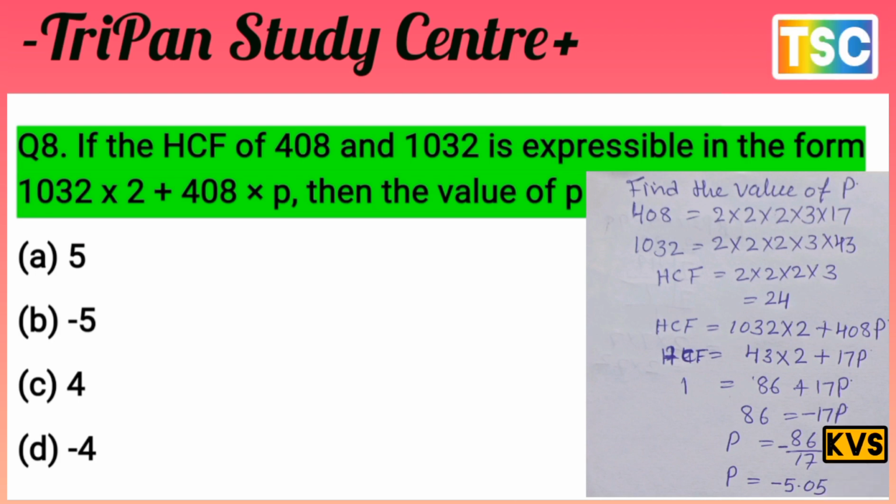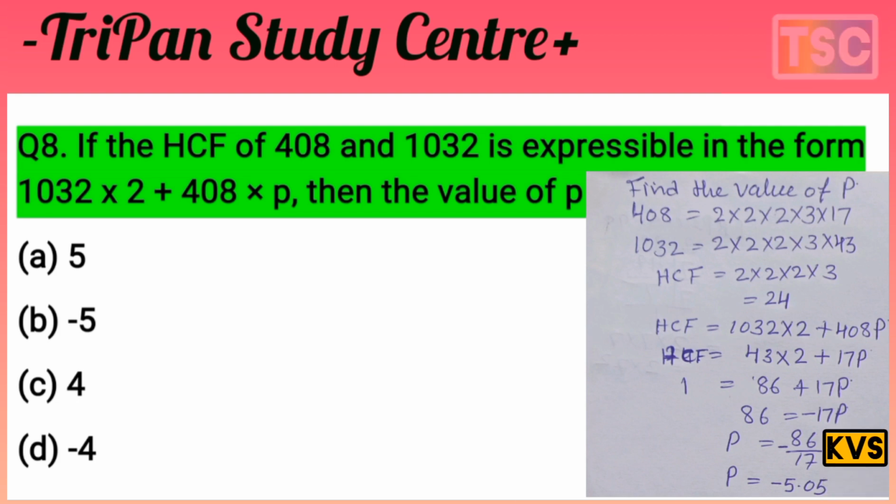That's important. 408p is equal to 86 upon 17. There is a cut for this question. The answer is coming here as minus 5. That's important. It means option B is correct here.